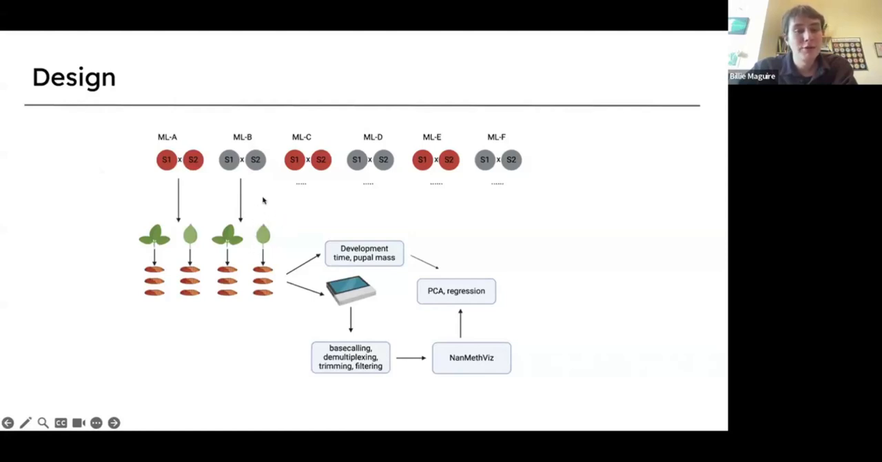And then we can use some statistical approaches to try to look at overall patterns of genome-wide methylation. So we can use a PCA to see if there's overall differences between host plant or biotype. And we can regress some of these PCA axes against some of these fitness metrics that we have in order to see if overall patterns of methylation are predicting fitness on certain hosts.